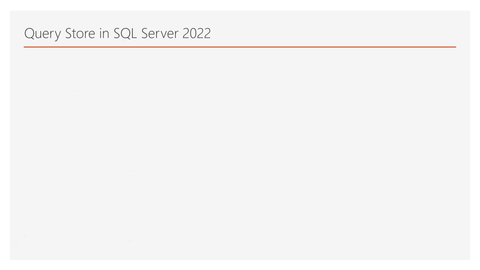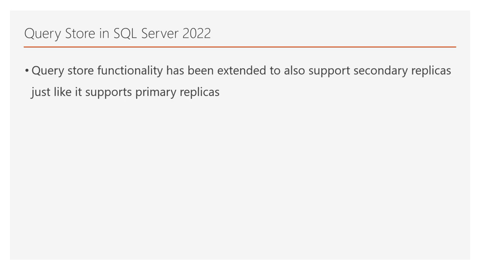Now, about Query Store in SQL Server 2022, there are many enhancements that make it even more powerful. So let's discuss these enhancements. Query Store functionality has been extended in order to also support secondary replicas, just like it supports primary replicas. So in case you have an Always On availability group-based deployment of SQL Server, now you can use Query Store for also supporting the secondary replicas, just like it supports the primary replicas. So this is a significant new enhancement in SQL Server 2022.